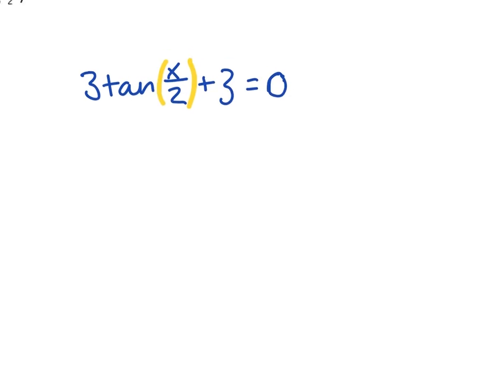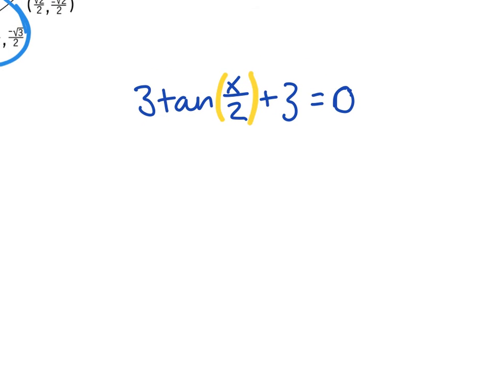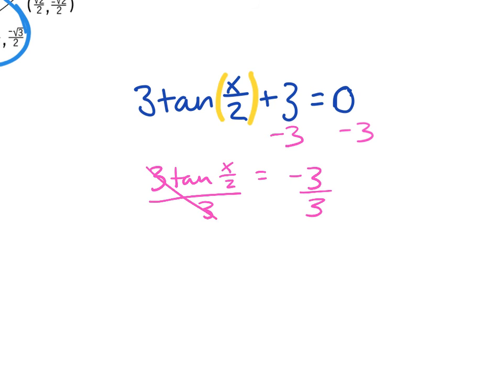So let's look at the fourth one. We have 3 tangent of x over 2 plus 3. What do we do first? Subtract 3. So 3 tangent of x over 2 is equal to negative 3. What's next? Divide by 3. So tangent of x over 2 is equal to negative 1. What's next?